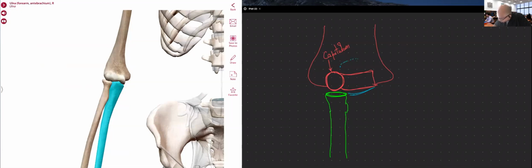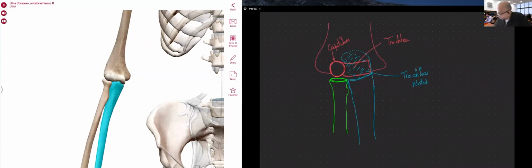So this is the rest of the ulna on here. And all this dotted means it's posterior. It's located behind the humerus. So we call this my trochlear notch as it articulates with the trochlea of the humerus.